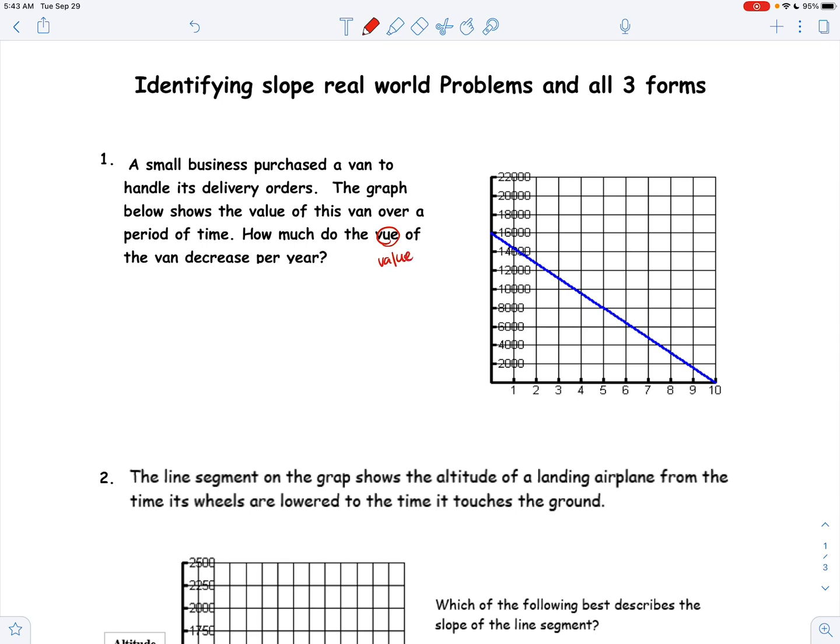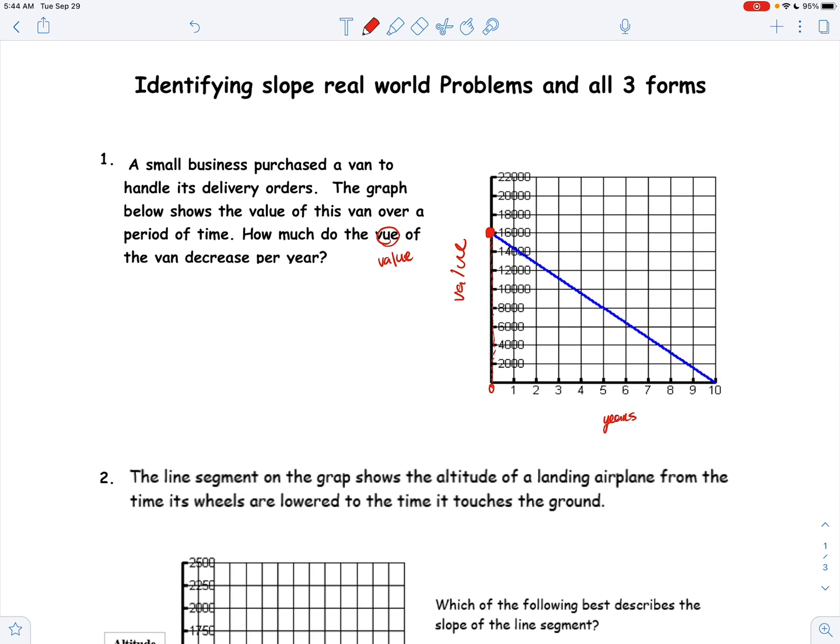All right. So if we look at this graph, note that at the beginning when it's purchased, it's $16,000. So we're going to put a point there. How do I know it's when it's first purchased? Because down here represents the years, how old it is, and here represents the value. So right here on this y-axis, the year is 0, meaning when it was bought.